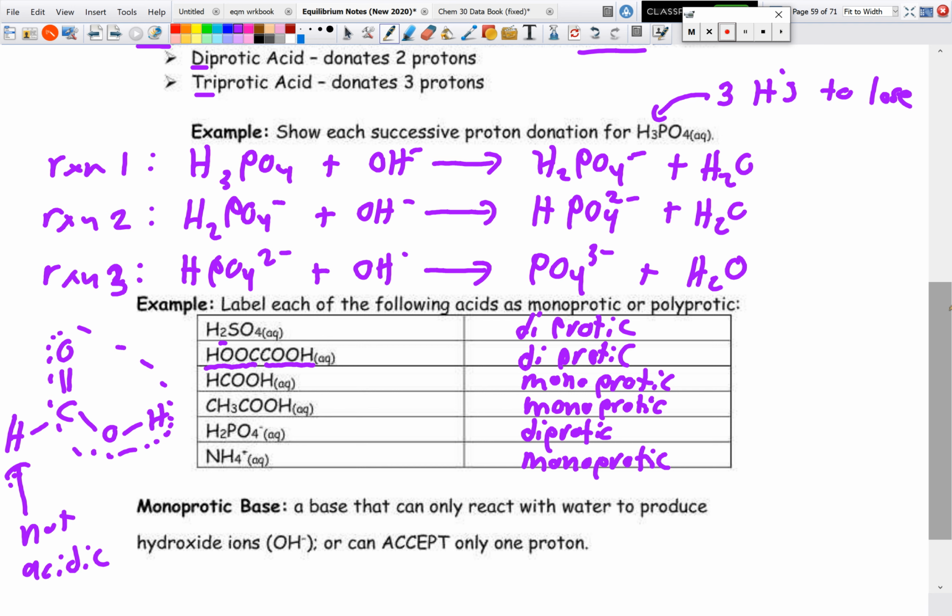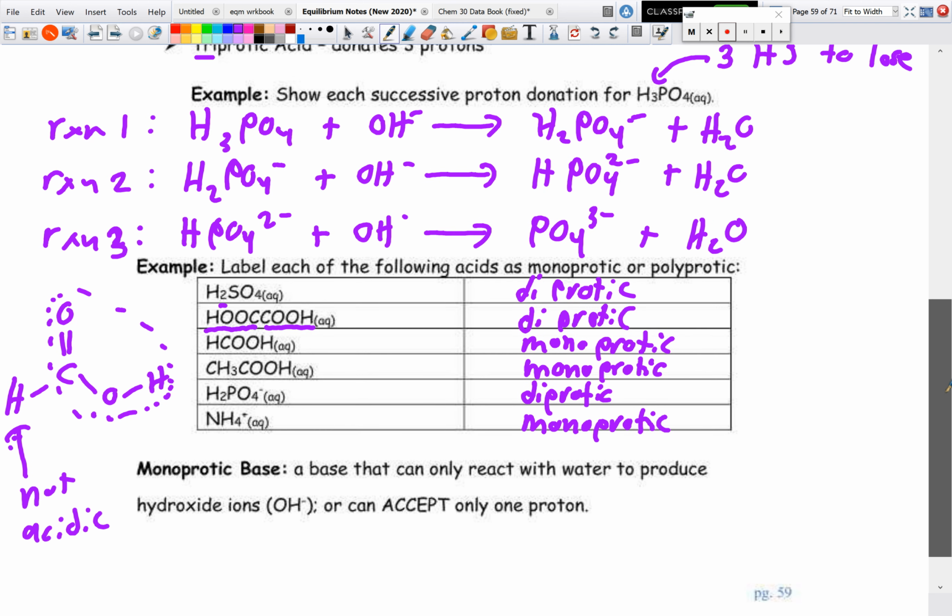And we get our answers that look something like this. Now, all the ones I have as diprotic, you can also list them as polyprotic. That's perfectly okay as well, and that's where it says label each as either monoprotic or polyprotic. So technically all the diprotic ones you can just label as polyprotic, and that's fine.